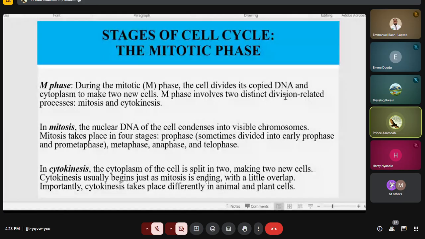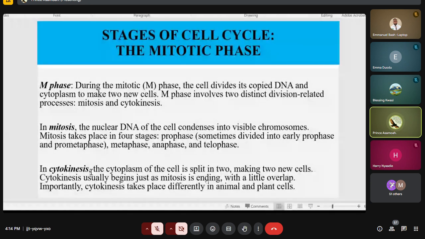So the mitotic phase involves 2 distinct division-related processes: mitosis and cytokinesis. The first stage, which is the interphase, has three things involved. The second one, which is the mitotic phase, has 2 things involved: mitosis and cytokinesis. Let's look at mitosis. We say in mitosis, the nuclear DNA of the cell condenses into visible chromosomes. Mitosis takes place in 4 stages: prophase, metaphase, anaphase, and then telophase. That's the mitotic phase, or the M phase.